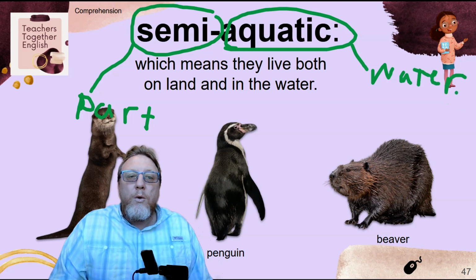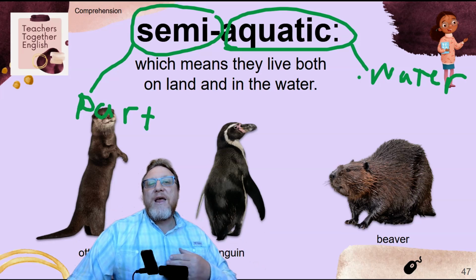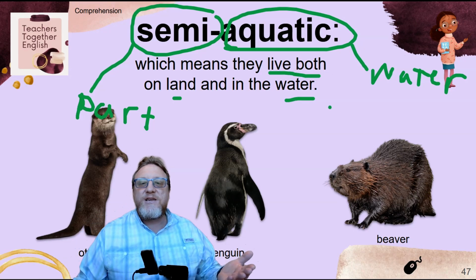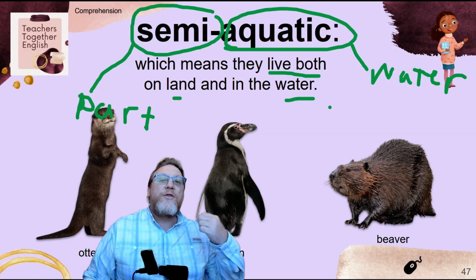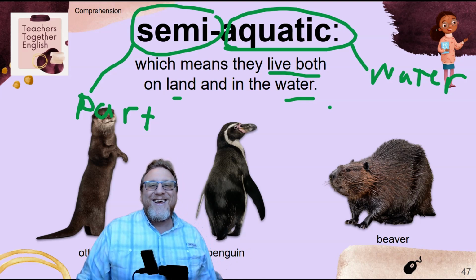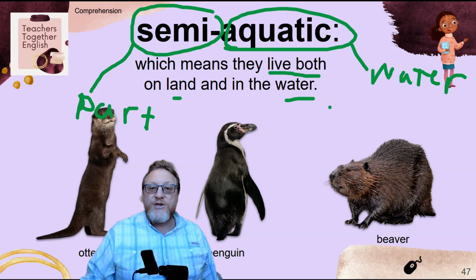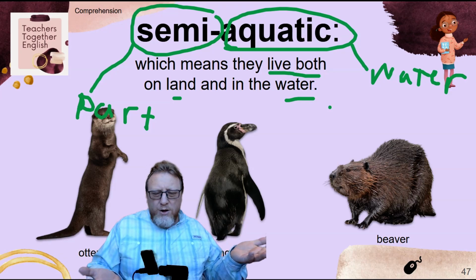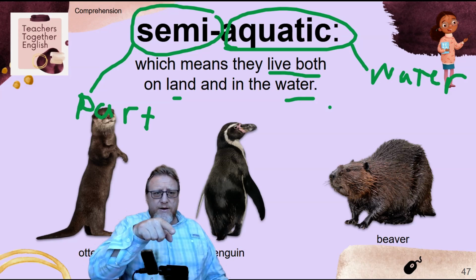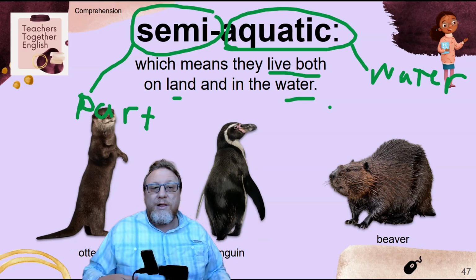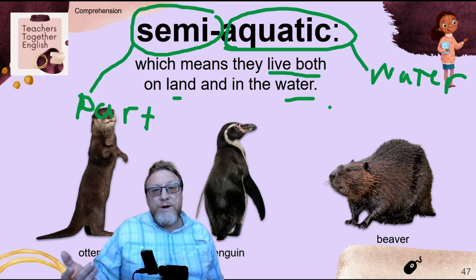So now, part water. So they live on both land and water. This connects the new words with their prior knowledge while sticking to their learning goal. And depending on their level of comprehension, you can also ask, if you were a semi-aquatic animal, which one would you be? And you can have them choose. Ask why. We work on the names of the animals. We can work on reasoning.